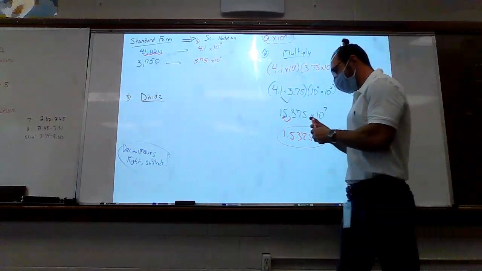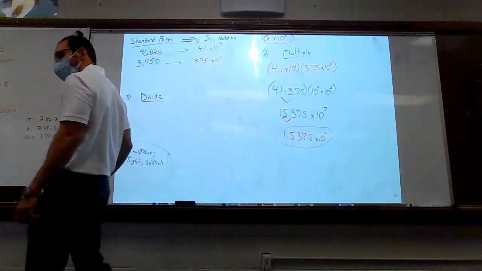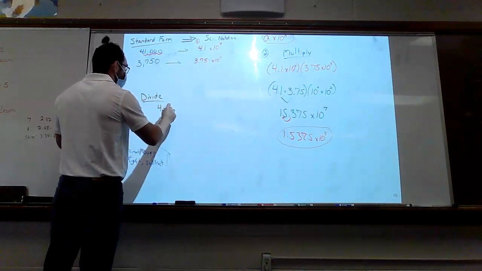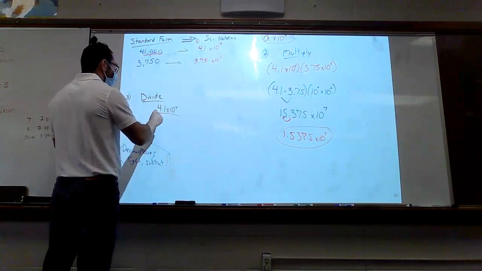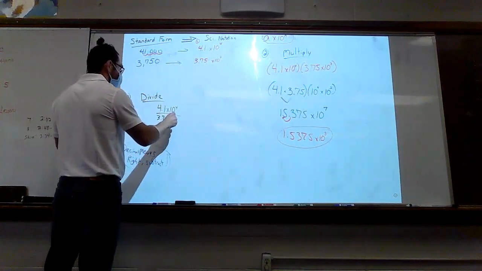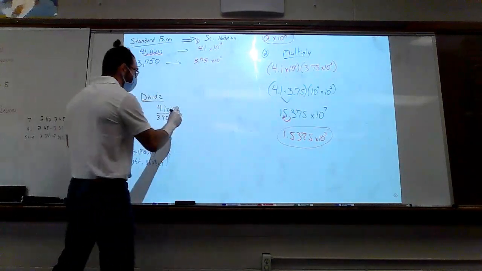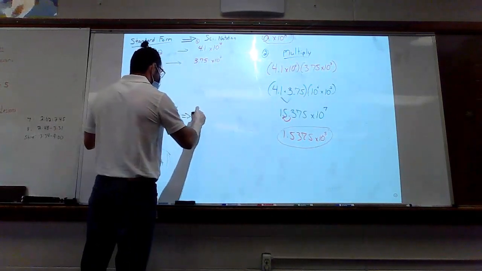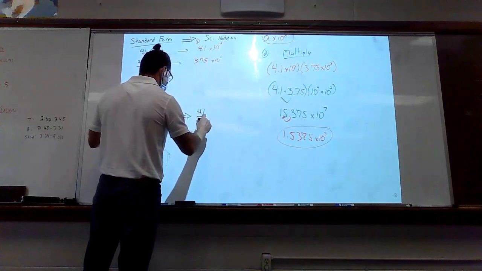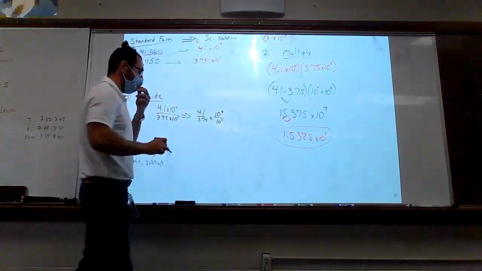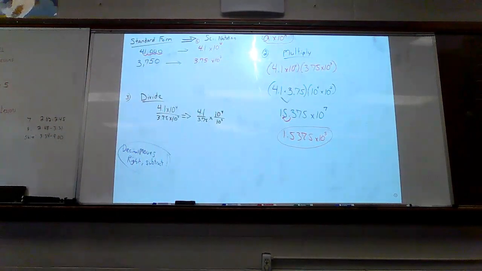Okay, last but not least, we are dividing. We take our 4 and 1/10 times 10 to the 4th. We divide it by 3 and 75 hundredths times 10 to the 3rd. And I saw a lot of right answers. I saw a lot of good work. We take 4 and 1/10 and divide it by 3 and 75 hundredths, and 10 to the 4th divided by 10 to the 3rd. Somebody, anybody with your calculator, please do 4 and 1/10 divided by 3 and 75 hundredths, please.